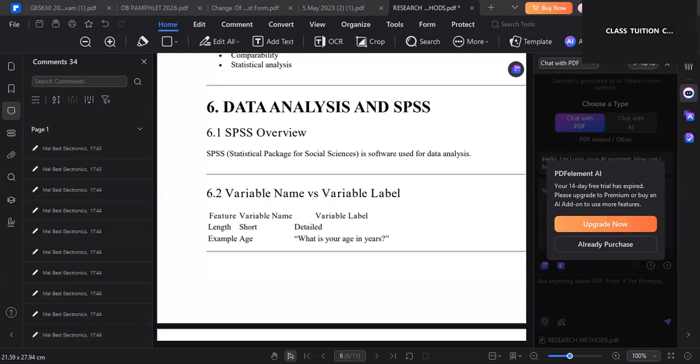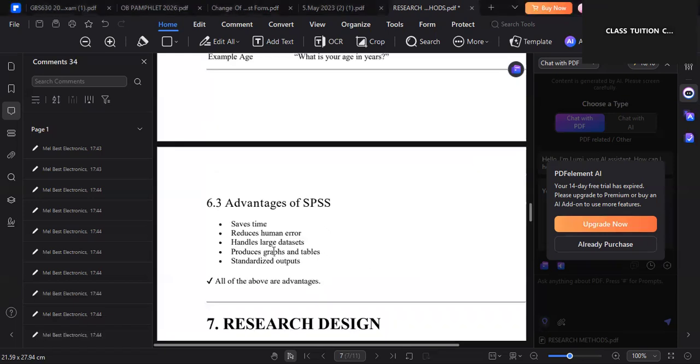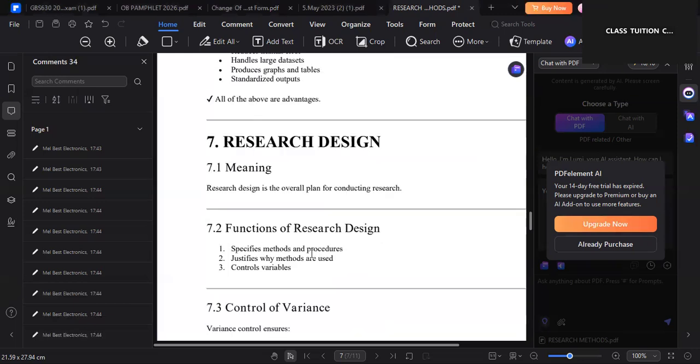What is the advantage of using SPSS? Number one, it saves time, reduces human error, handles large data sources, and also has standardized outputs.